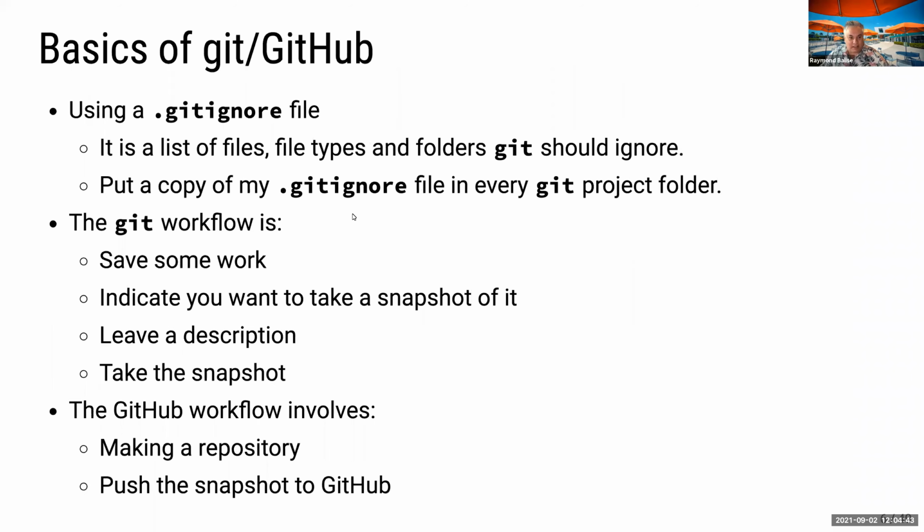And then I talked about Git and GitHub, and I talked about the .gitignore file, which is a list of files and file types and folders that Git should ignore. I tried to stress how important it is to get a copy of this in place because it will prevent you from accidentally leaking data with the world and getting sued. So the key point is you always want to have a gitignore file in every Git project folder.